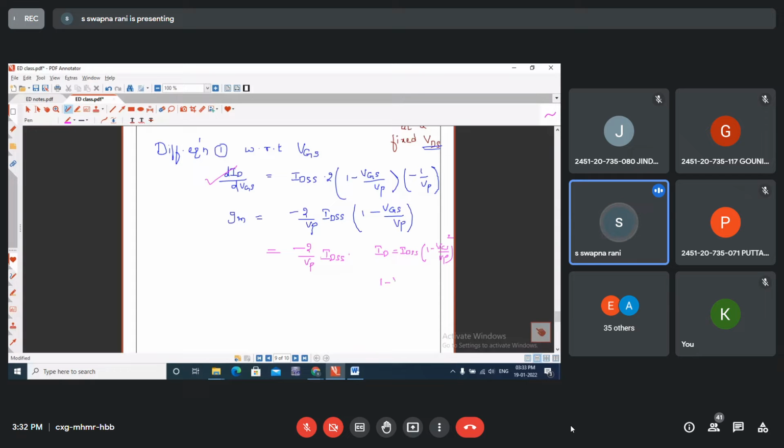Now 1 minus VGS by VP, I can write this as the square root of ID by IDSS. So from equation 1, in place of 1 minus VGS by VP, I will write here the square root of ID by IDSS.